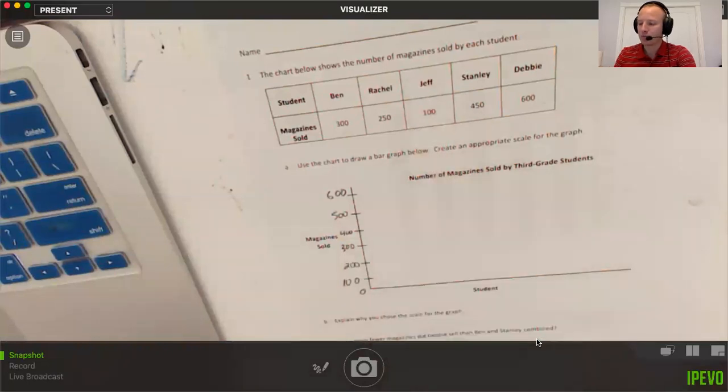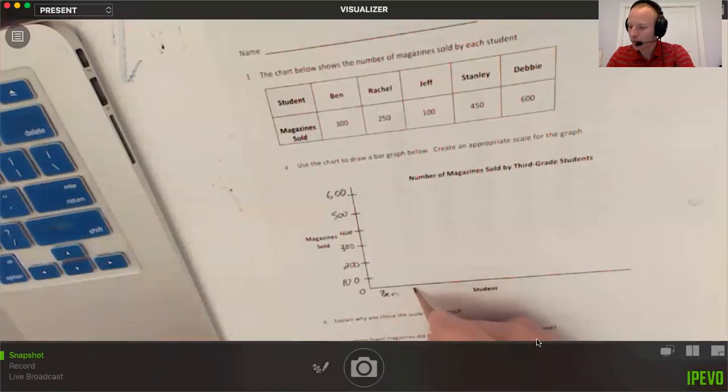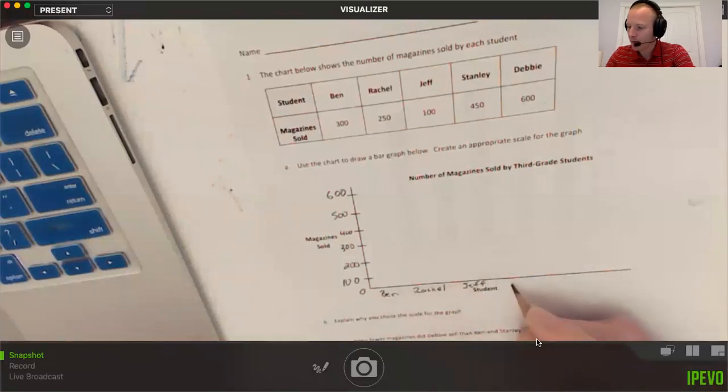All right, the other thing that hasn't been done for us is you'll notice it says student down here, but they don't have the names yet. So we need to include those. So Ben, Rachel, Jeff, Stanley, and Debbie.